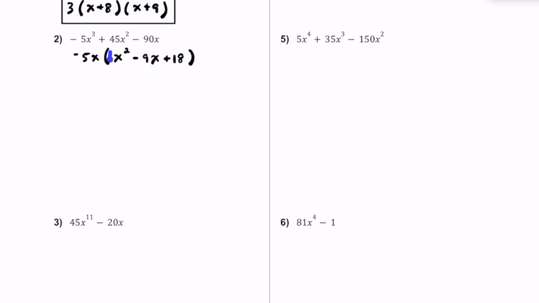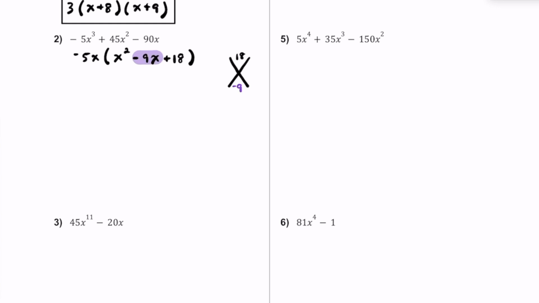So notice how this a value is 1 inside this trinomial, so 1 multiplied by 18 is going to be 18. So let's go ahead and factor this thing, right? So 18 is going to be what we're looking to multiply to get. This negative 9 is the value for b, so we're going to put negative 9 inside here.